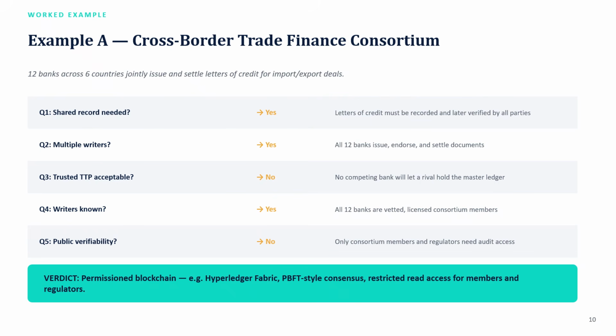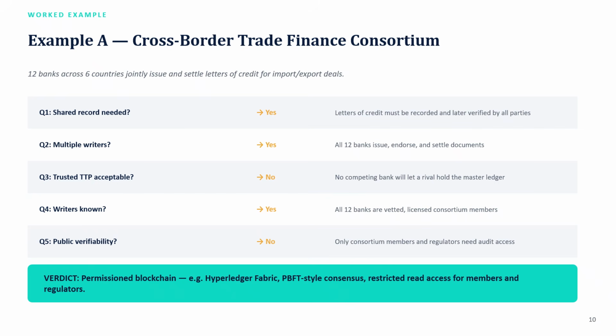Let's run the whole framework against a real scenario. 12 banks across 6 countries jointly issuing trade finance letters of credit. Walk it with me. Q1. Do they need a shared record? Yes. The letter of credit itself. Q2. Multiple writers? Yes. All 12 banks touch it. Q3. Could one trusted third party manage this? No. No competing bank will accept a rival as the sole record keeper. That's the third question answered, so we are building a blockchain.